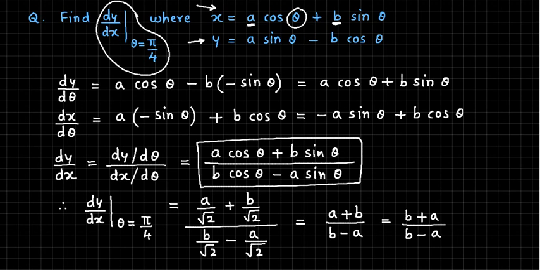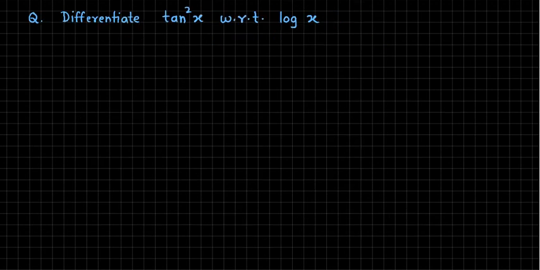That's the final answer. Let's see one more variety of the question. Now here we are asked to differentiate tan square x with respect to log x. Now typically we are used to differentiating with respect to just x as the variable. So how come we can differentiate one function with respect to the other function as asked here?